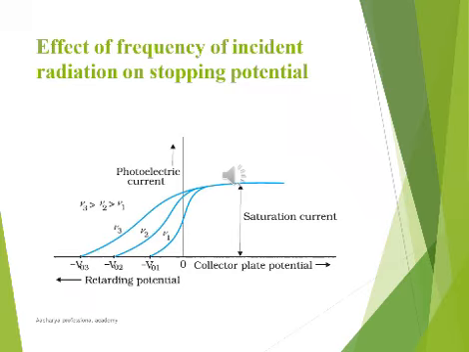It is not constant. So the conclusion is, the stopping potential is independent of the intensity for a given frequency. But the stopping potential is dependent on the frequency. If the frequency increases, the stopping potential also increases. What is the inference from this? This means the higher frequency photons will give high energy to the electrons.